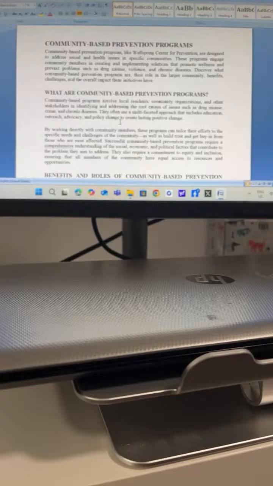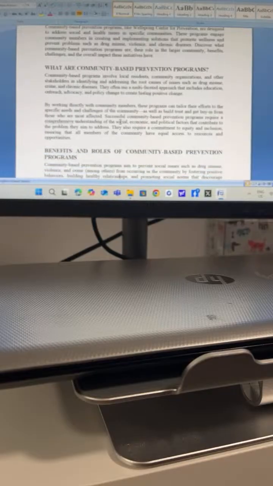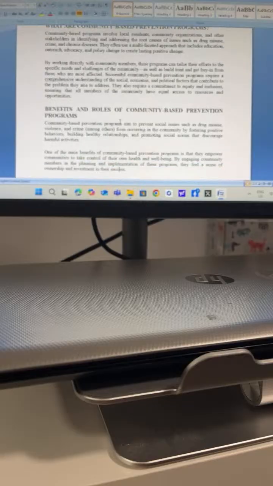Successful community based prevention programs require a comprehensive understanding of the social, economic, and political factors that contribute to the problems they aim to address. They also require a commitment to equity and inclusion, ensuring that all members of the community have equal access to resources and opportunities. Benefits and roles of community based prevention programs.